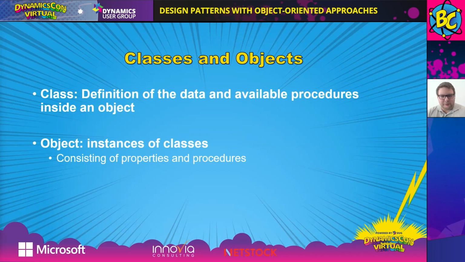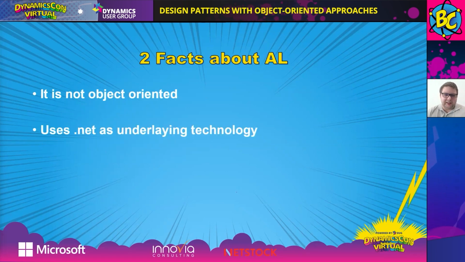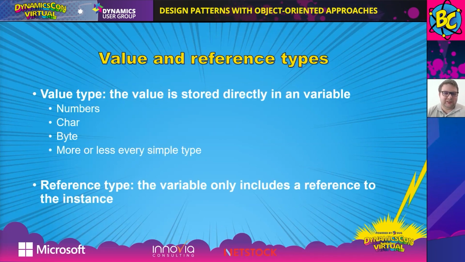Well, if you know Business Central and AL, you know that there are not really classes. So there are 2 facts about AL. AL is not object-oriented, but it uses .NET as an underlying technology. And knowing about these facts, you could use object-oriented programming in AL. I will show you later, but first, let's talk a little bit about value and reference types.